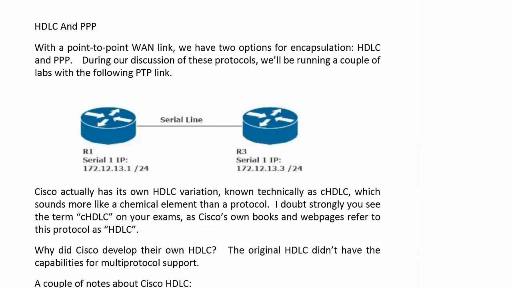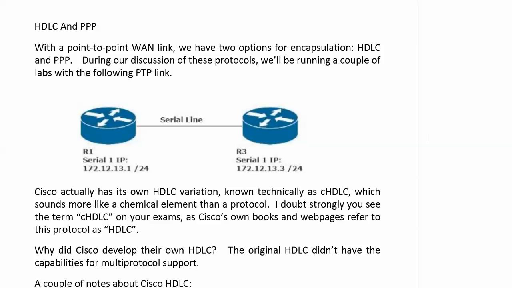We're going to dive into our discussion and comparison of a couple of point-to-point WAN protocols now, HDLC and PPP. And we're going to run a lot of labs in the next couple of sections here. And we've got router 1 on serial 1. We're going to put the IP address 172.12.13.1/24.